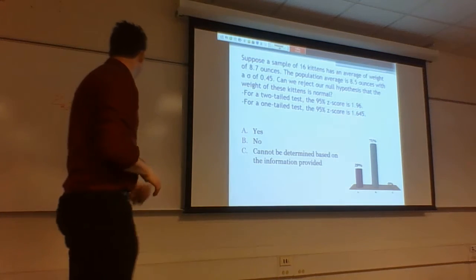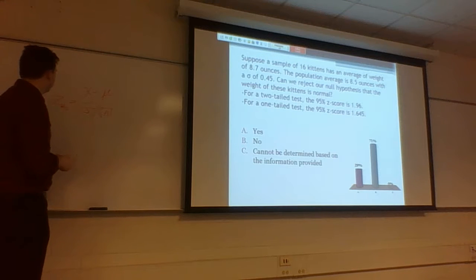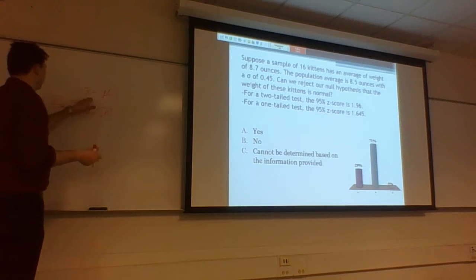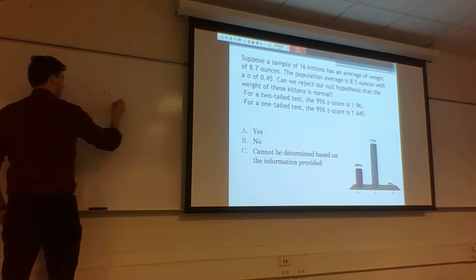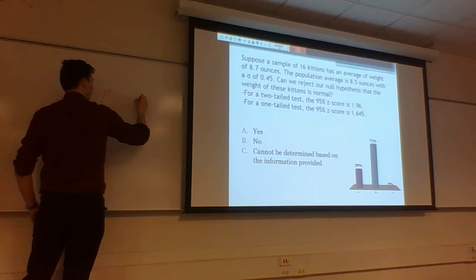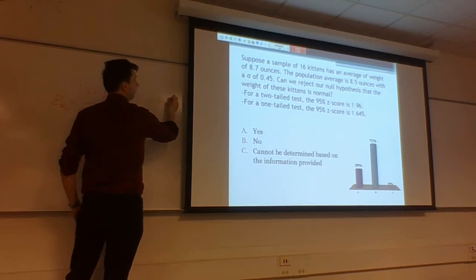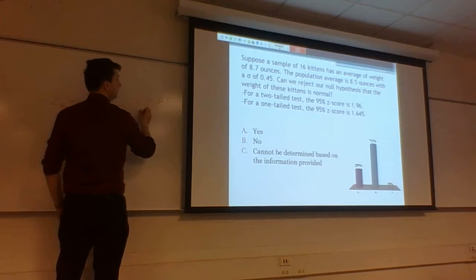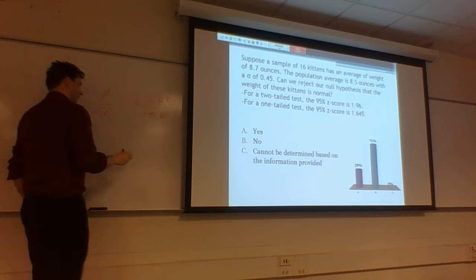That previous question was a preview for this one. Absolutely, this is a test versus normal or not. Then it's just a simple matter of mathematics. What's the difference between x bar and mu? Well, I could put in the actual numbers for those. 8.7, 8.5, divided by, we have a 0.45 for sigma, and square root of 16 because we have 16 kittens.